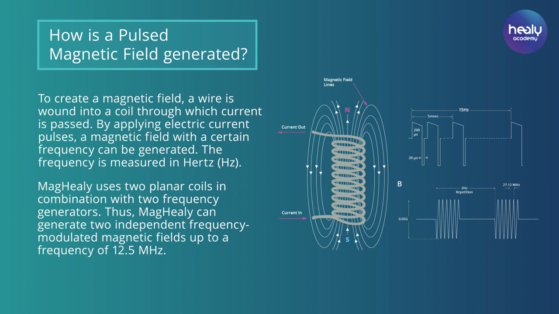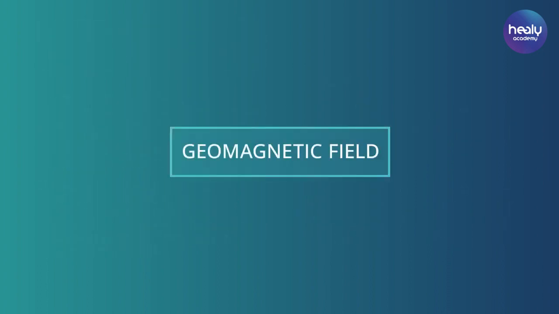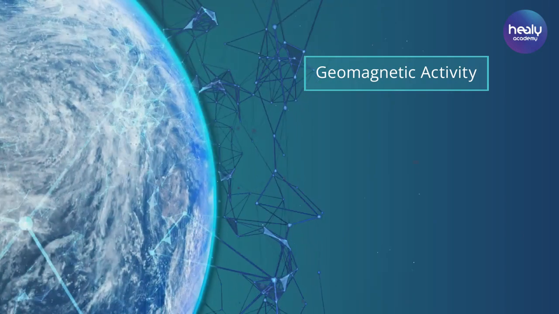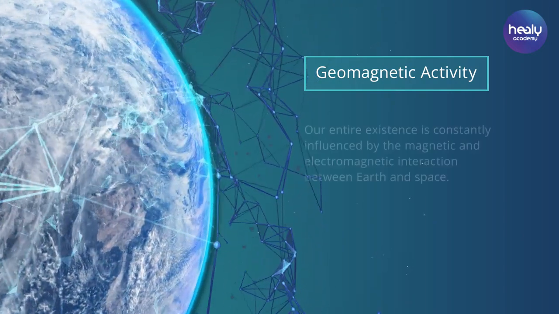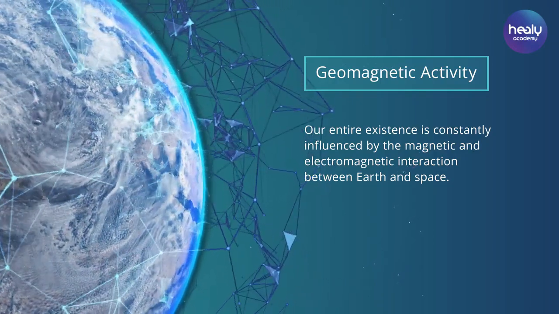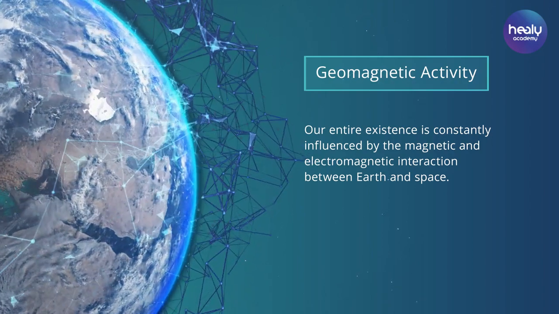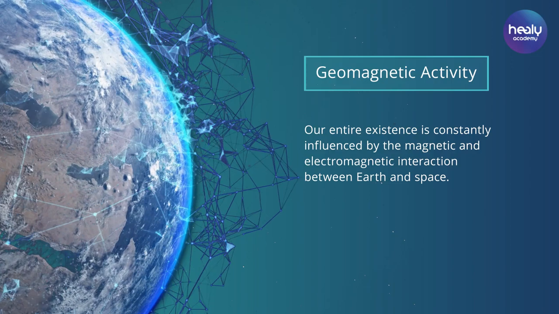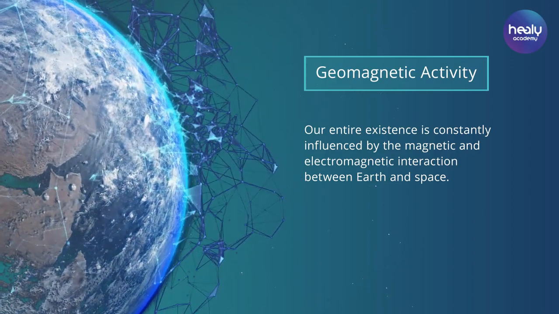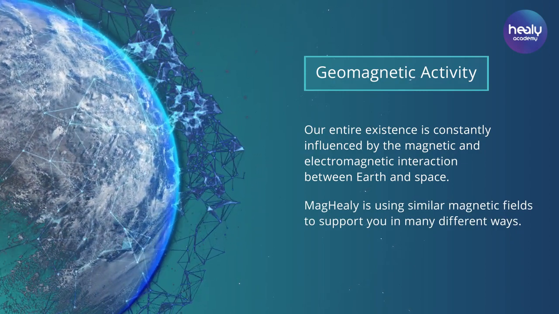To give you a more detailed picture of what such an interaction can look like, let's have a look at some examples in our daily life. Geomagnetic field. Geomagnetic activity. Larger, naturally occurring electromagnetic fields or their disturbance, change, or absence can have a strong influence on how we feel. For example, the continuous interactions between Earth, the atmosphere, and the universe are affecting not just us, but also our environment. Using MagHealy, it is now possible to use similar magnetic fields and frequencies to support you.